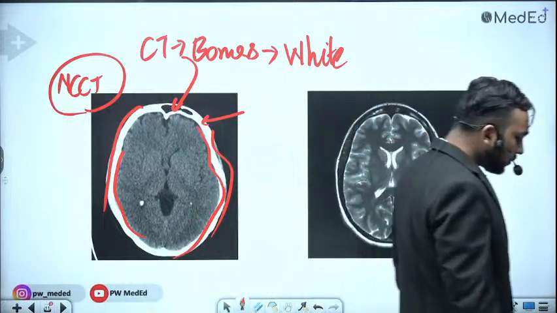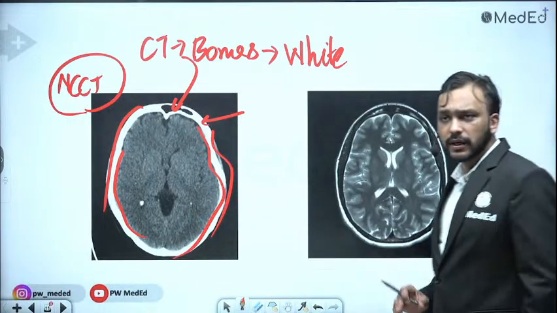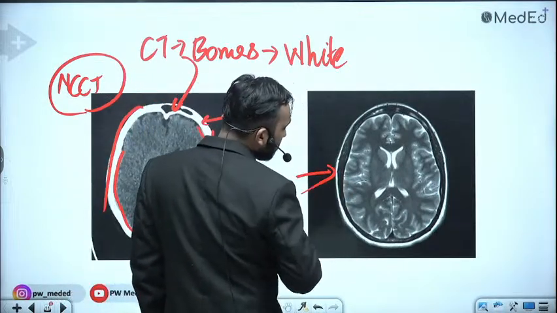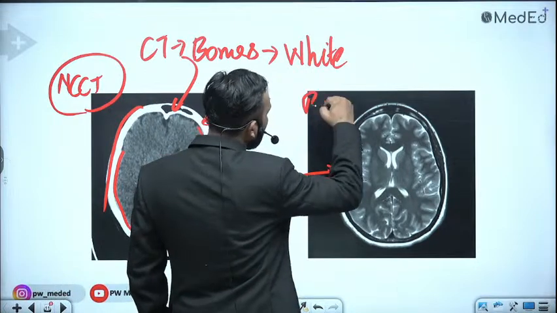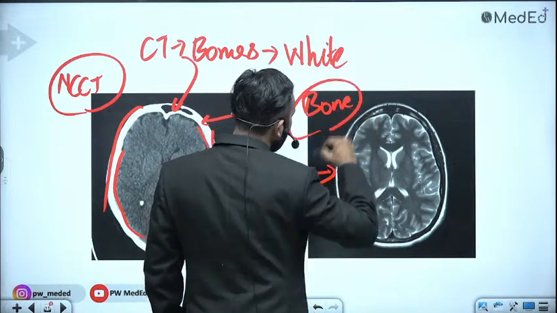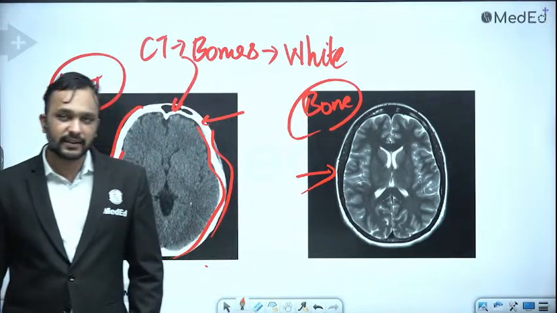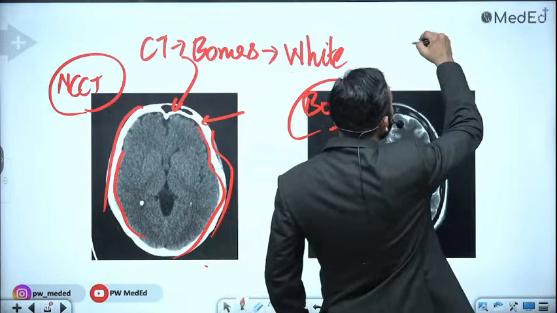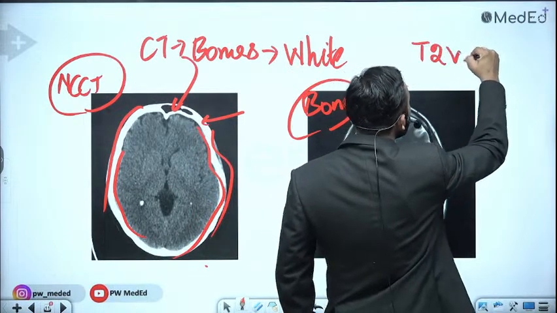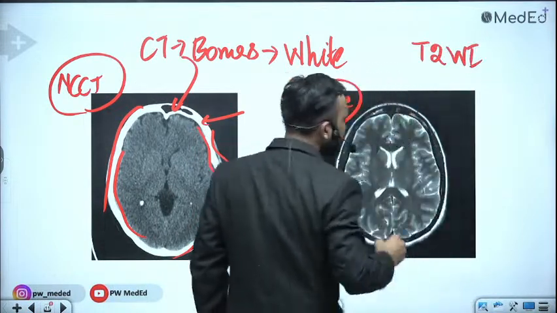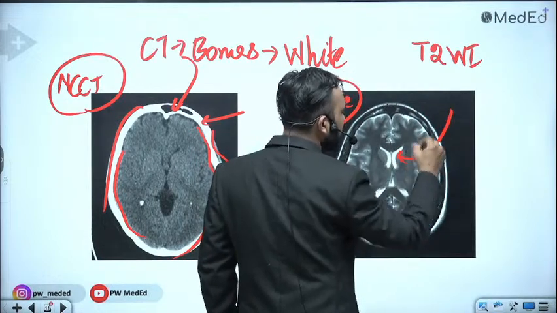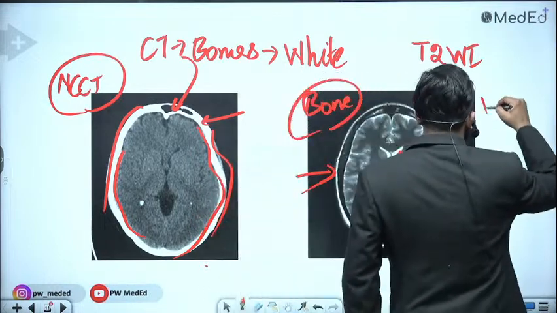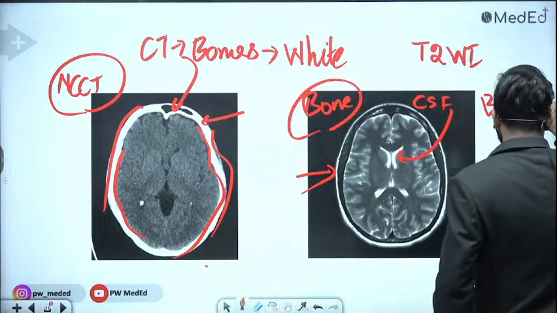Now if we look at the MR images, you will see that on this image the bone is appearing dark. That is why this is an MR image. And within the MR image, just remember that it is a T2 weighted image. Why is this a T2 weighted image? If you look at the CSF, the CSF is appearing bright.